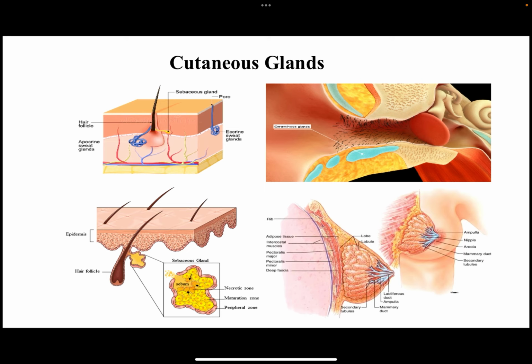Cutaneous glands are glands associated with the integumentary system. They are closer to the integumentary system, so they are parts of its organs. We have five major cutaneous glands: the merocrine or eccrine sweat glands, the apocrine sweat glands, the sebaceous glands, the ceruminous or earwax glands, and the mammary glands.